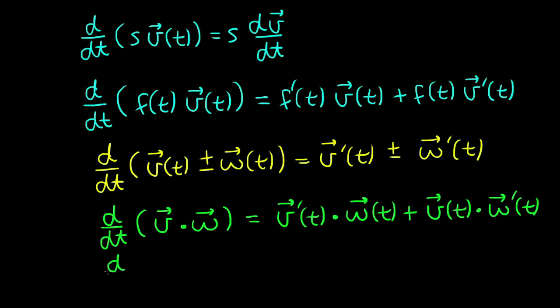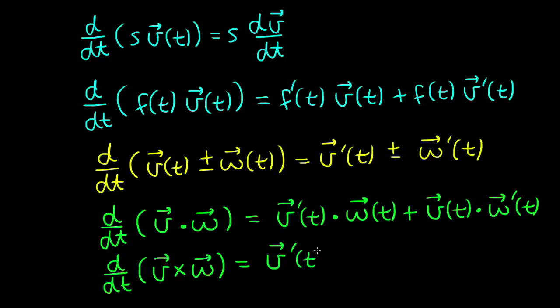And similarly, for the cross product, taking the derivative of the cross product between two vectors gives a similar result by the product rule of differentiation. So we have v dash of t cross w plus v of t crossed with the derivative of w with respect to t.